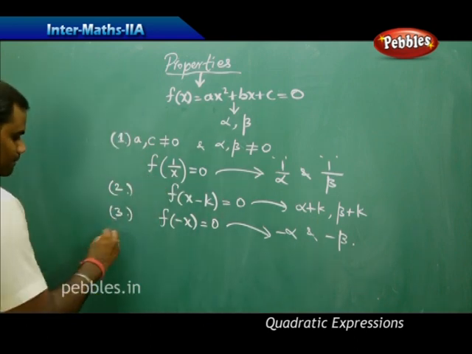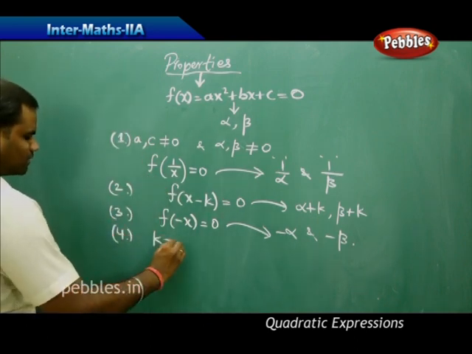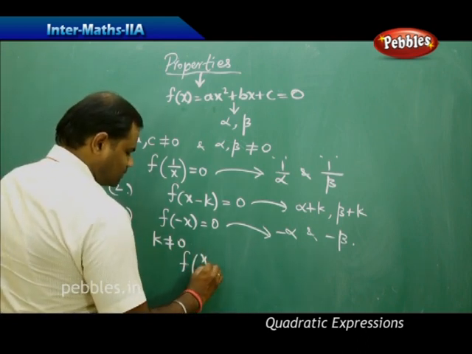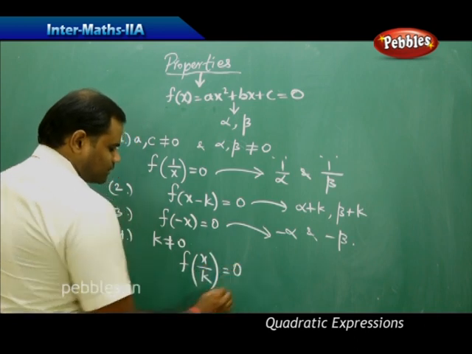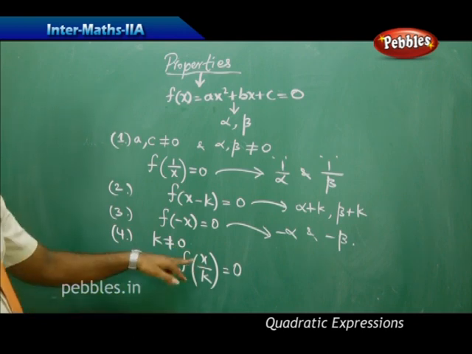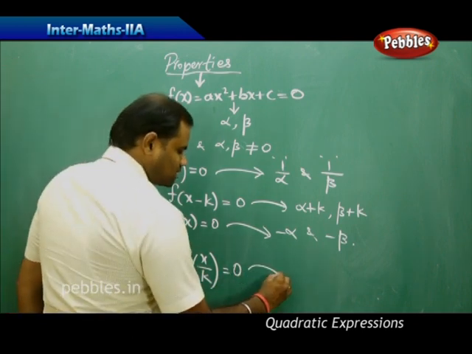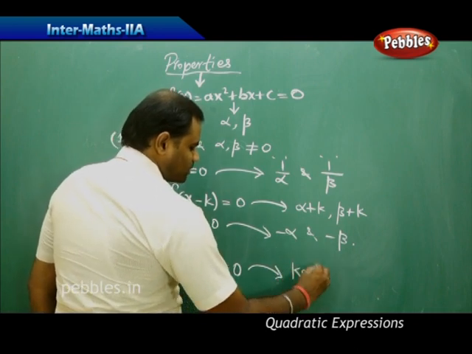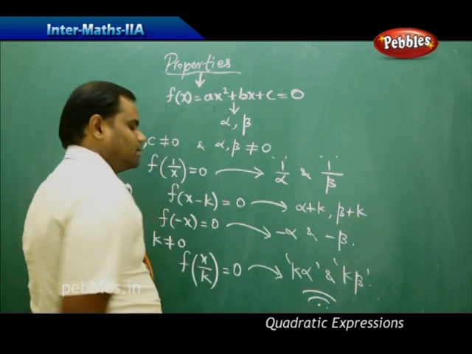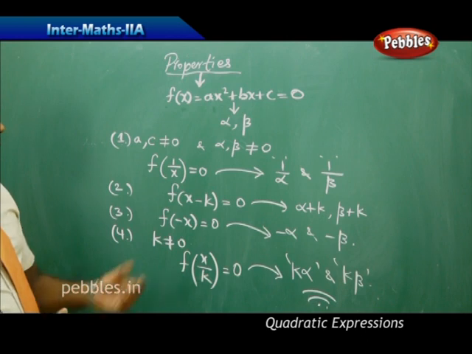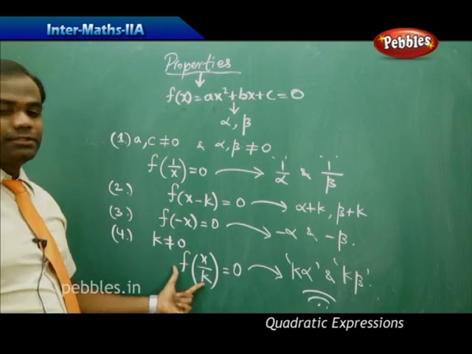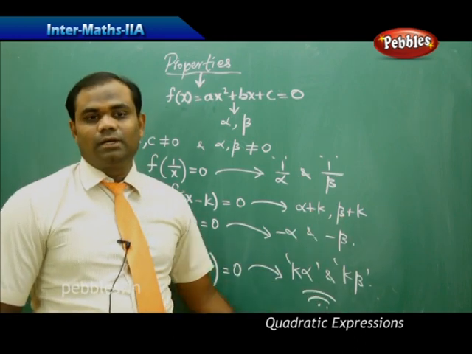Next, if I take k not equal to 0, then in this case I have f of x by k, where I divide x by k, and the new roots are what we are going to identify here. When I divide x by k, the roots of this kind of function will be k alpha and k beta. So this is how we identify each of the properties: the 4 different formulae connected with the respective functions and their roots.